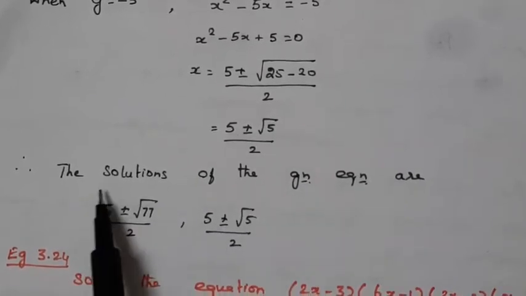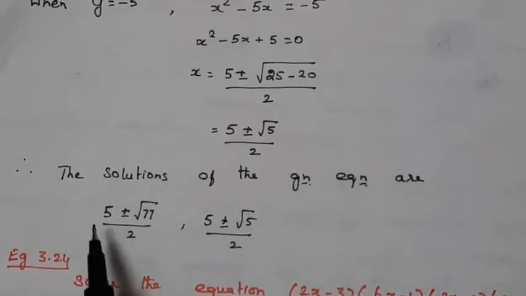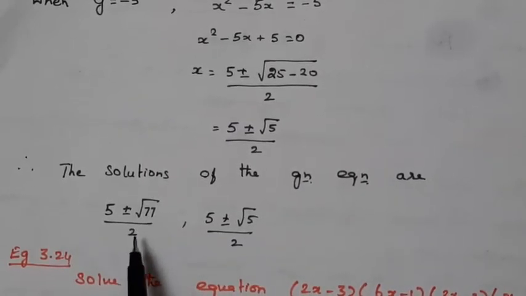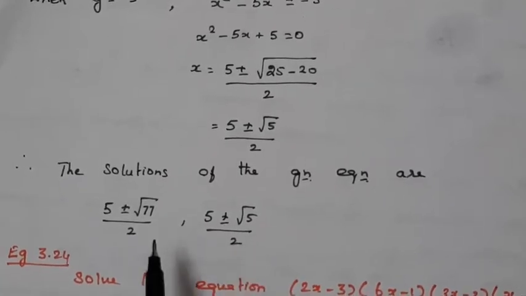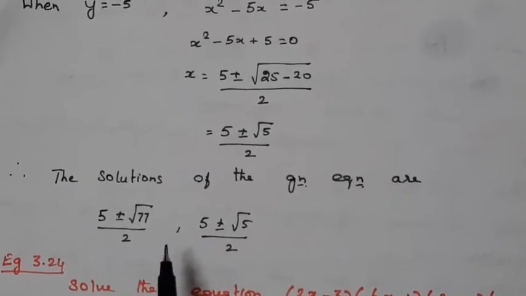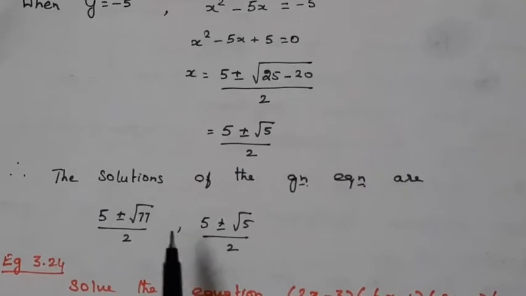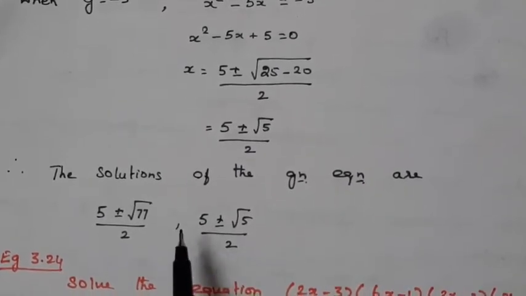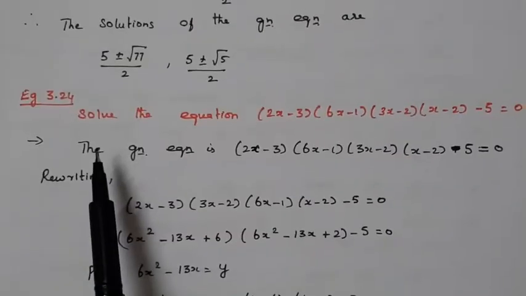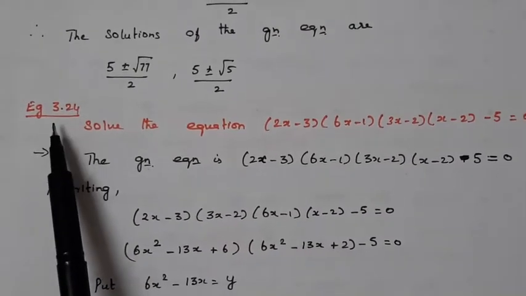Okay. So what would be the solution of the given equation? 5 plus or minus root 77 by 2. Another set of solutions is 5 plus or minus root 5 by 2. So here all four roots are irrational, and hence we get the quadratic polynomial as a partly factored polynomial. Okay.